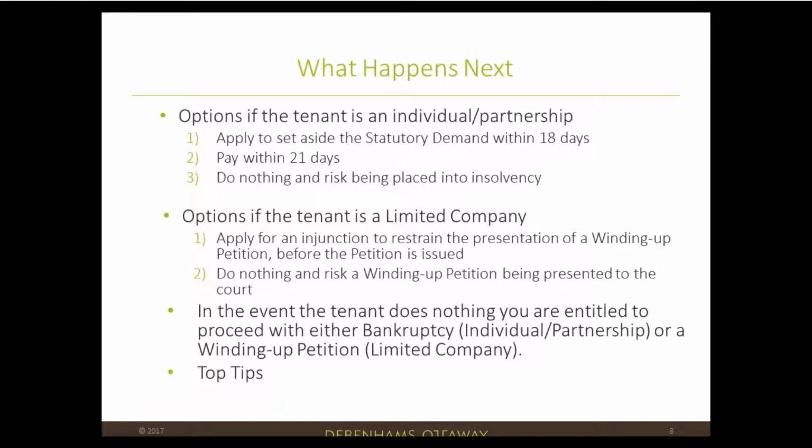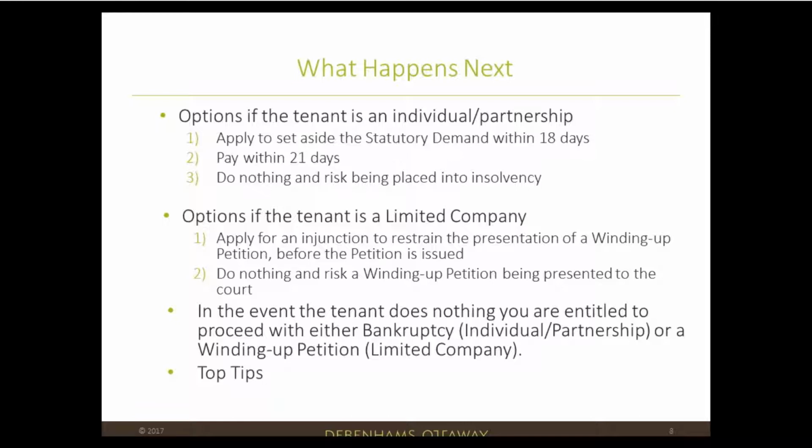Statutory demands are for a liquidated debt only, so you can't claim costs on it. So please don't add that to the demand. You would need to check your lease for any cost provisions to see if you're entitled to recover your costs. If the debt's secured, then you can't issue a statutory demand, and Penny will cover this when she talks about deposits later on.